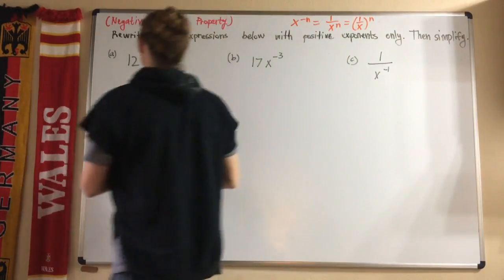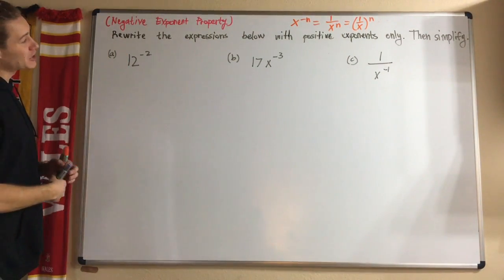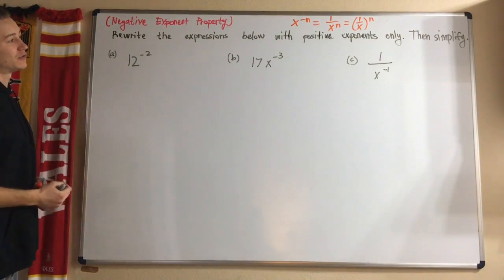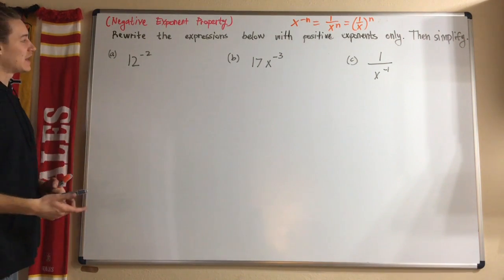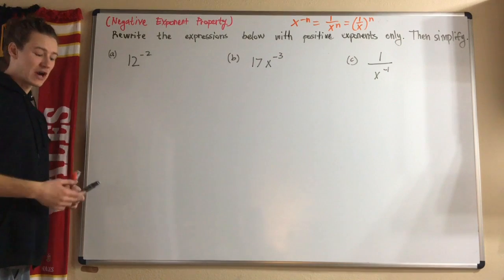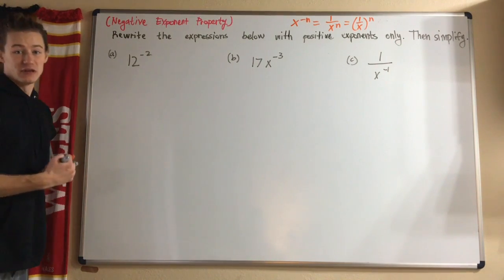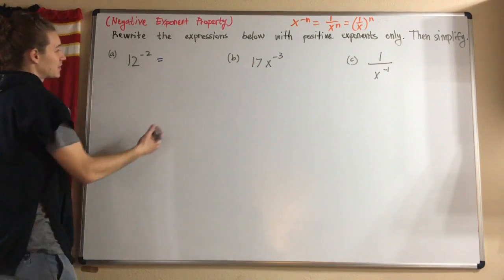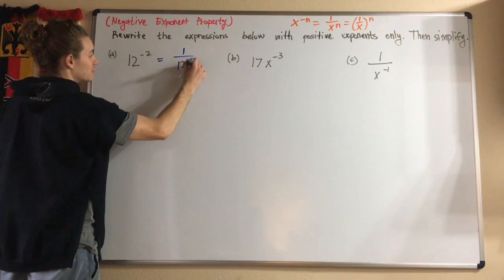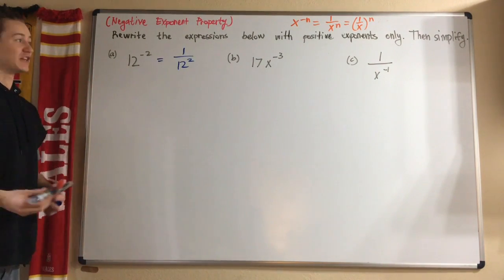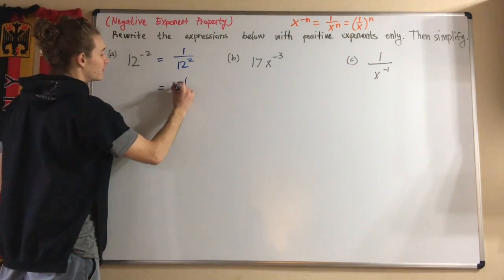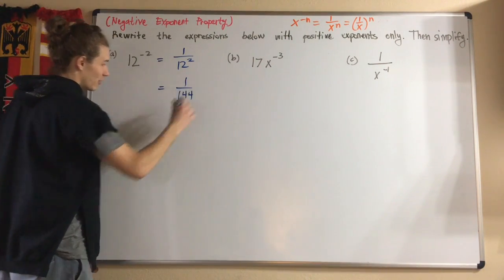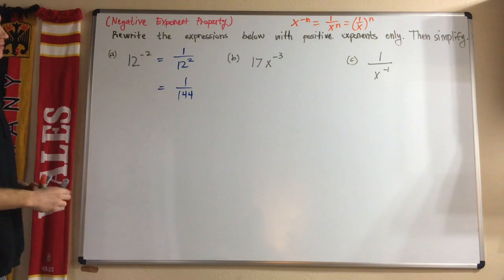Let's look at this first problem. It says rewrite the expressions below with positive exponents only, then simplify. So 12 to the negative 2, this is like the reciprocal of 12 squared, or the multiplicative inverse of 12 squared. And the multiplicative inverse of 12 squared, or the reciprocal of 12 squared, is 1 divided by 12 squared. So if we have 1 divided by 12 squared, we could rewrite that as 1 over 144. And you see we've completed part A of this problem.